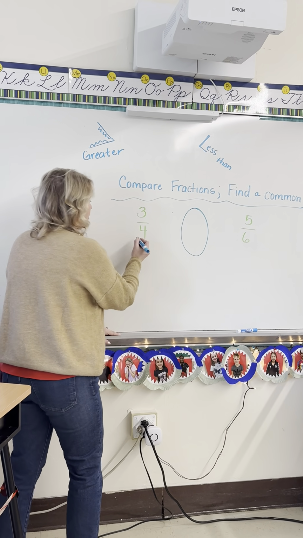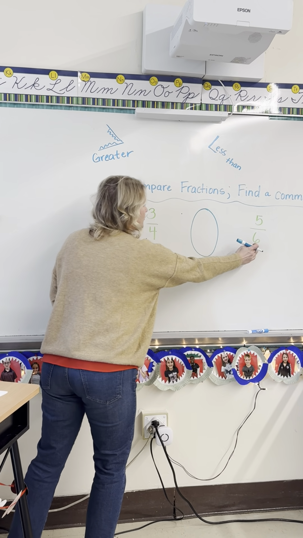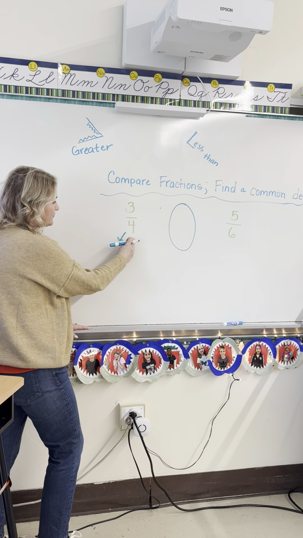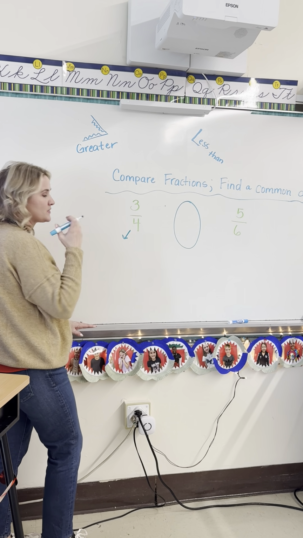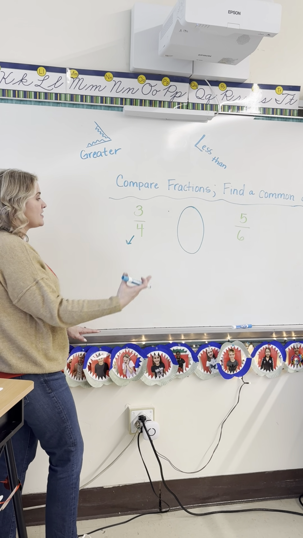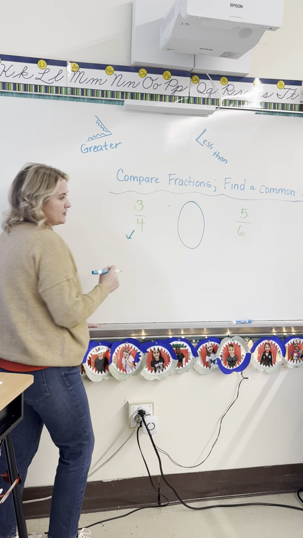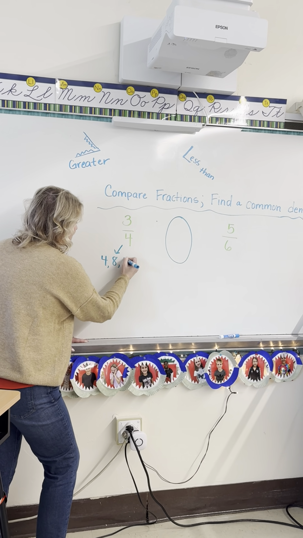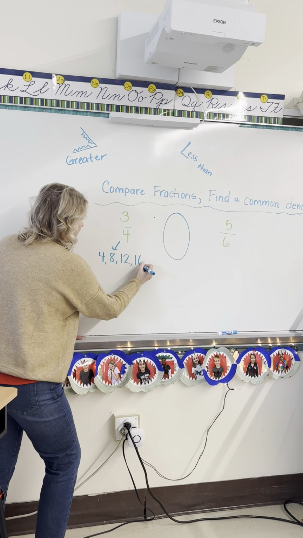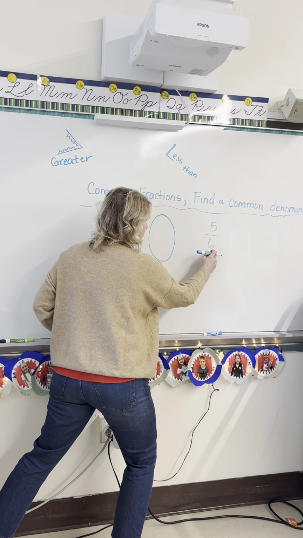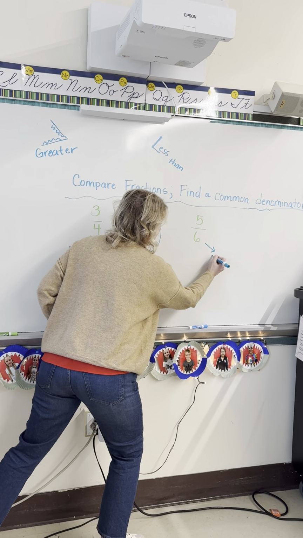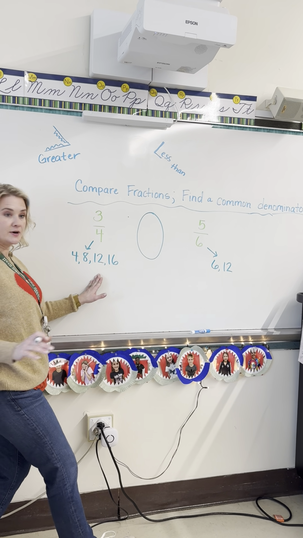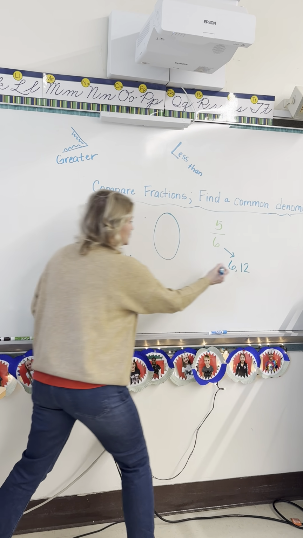Step one is we're going to list the multiples of both of our denominators until we find one that they have in common. So starting with 4, we're going to list multiples of 4. I told the kids to list the first 4, that way we can see if the other denominator has one in common. So we'll start with 4, 8, 12, 16. And then we'll jump to 6, and we'll start by counting multiples of 6. 6, 12. Now your child should know, ooh, they have one in common, 12 and 12.